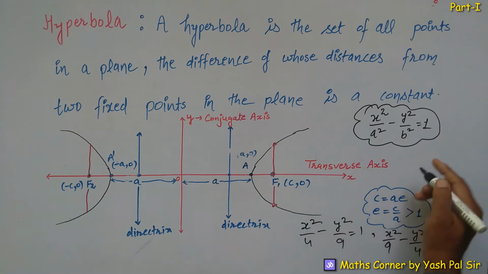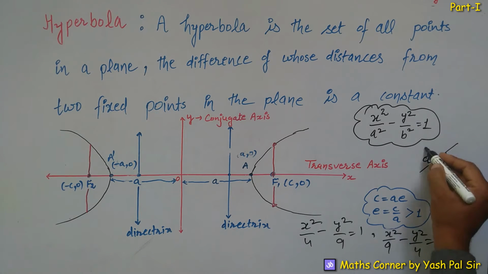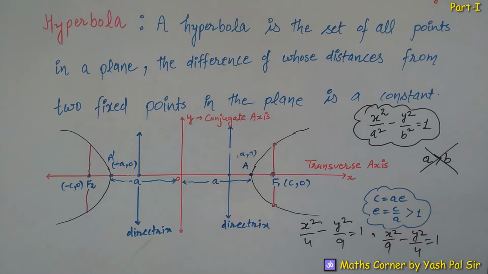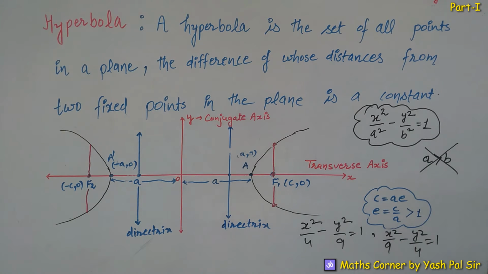In case of ellipse, it was very important that a should be greater than b, but in this case this is not a necessary condition. a may be greater than b, a may be less than b. So this is the introduction of the hyperbola. Now coming to the definition once again.